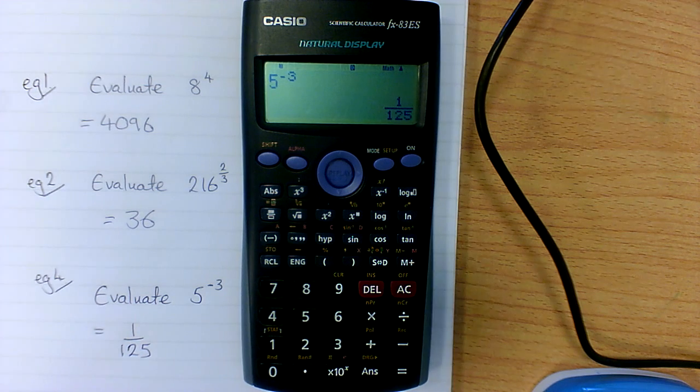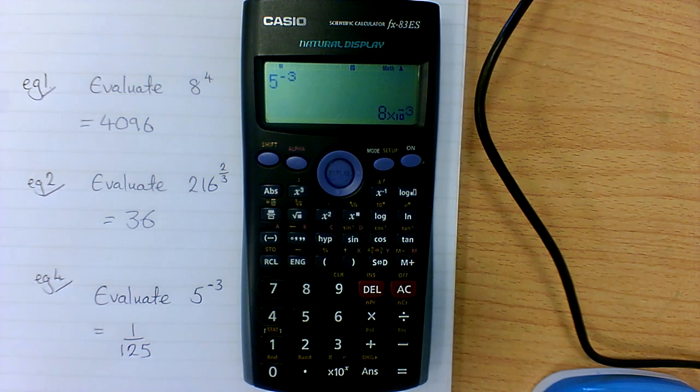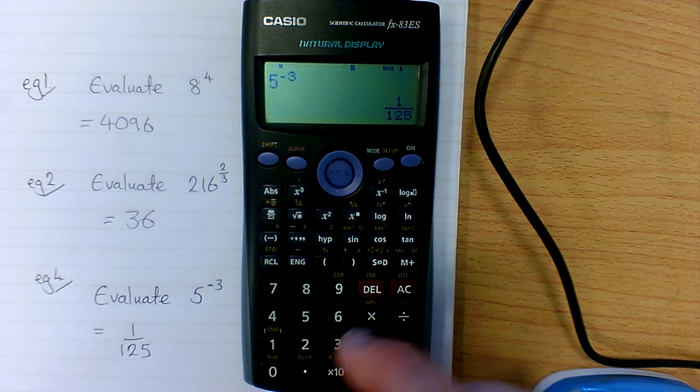If I wanted that as a decimal, again we go back to our SD button, and it gives us 8 times 10 to the minus 3.